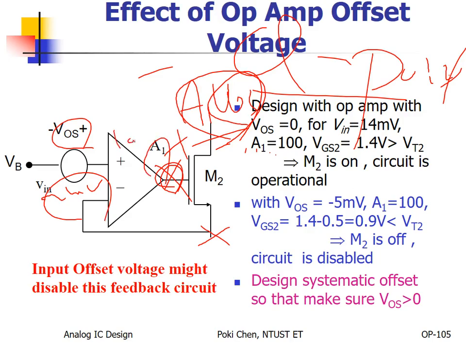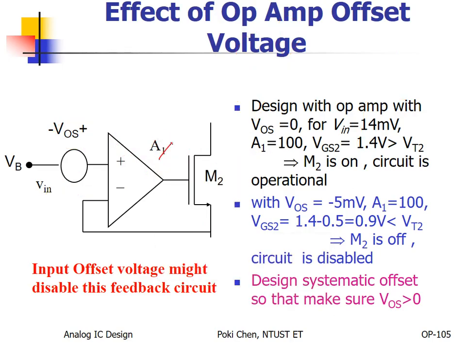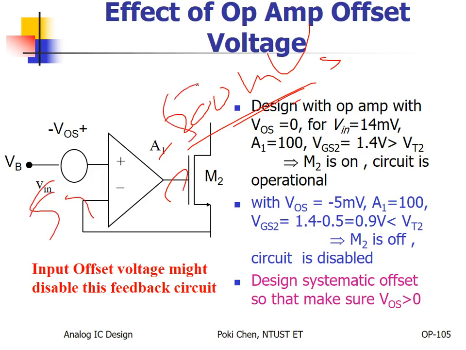Okay, 100. Then you will have extra minus 2 millivolts here for the DC bias. Or if you are unlucky, 5 minutes or even 10 minutes, wow, I promise you, M2 will be cut off. That is the risk. You need to pay much attention to such kind of process variation.